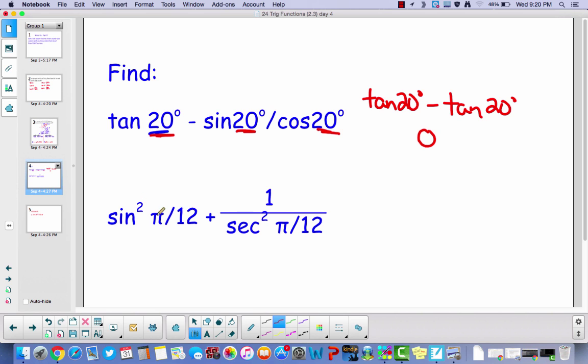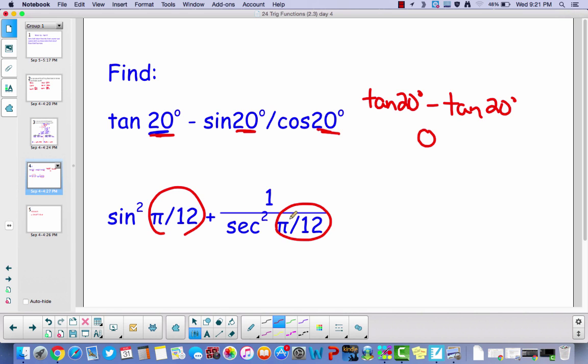If I have sine squared of pi over 12 plus 1 over the secant squared of pi over 12, what do I have? Sine squared of pi over 12, this is my angle. Is this the same angle? Yes. Can I rewrite this in terms of anything? When I see the squared, I should be asking myself, is there any trig identity that I could use? It so happens that there is.